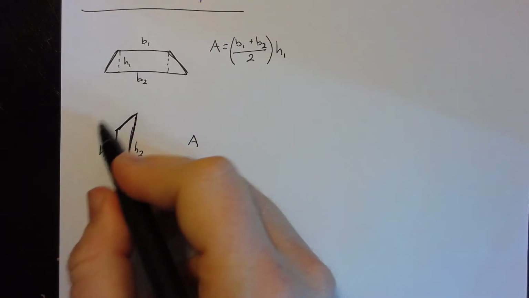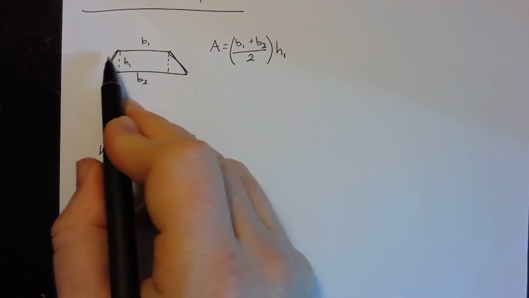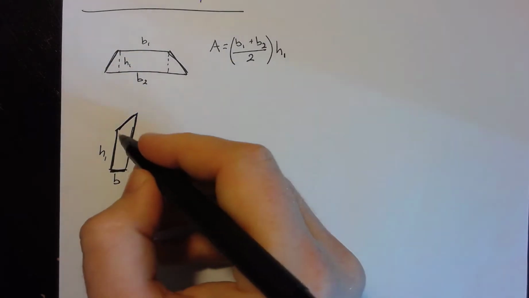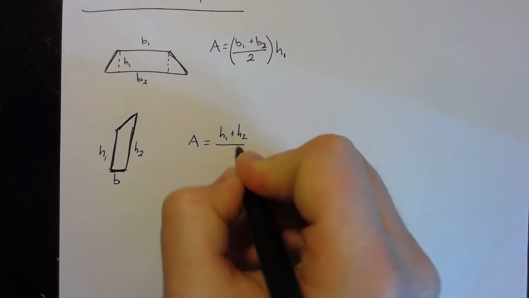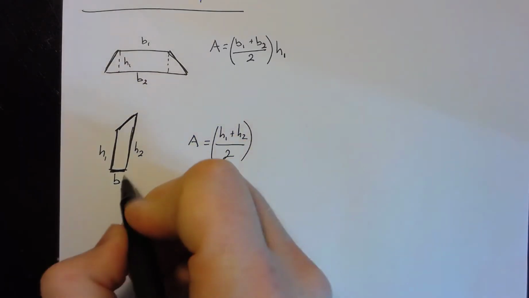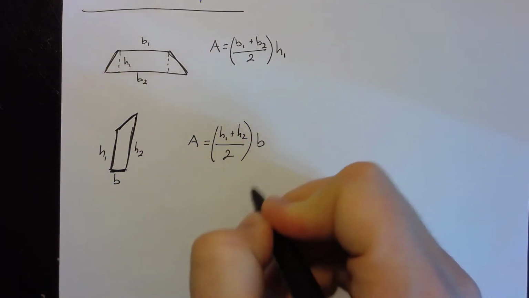So if I were to look at this trapezoid, again, base 1 plus base 2 divided by 2, in this case I'm going to have height 1 and height 2. So this is equal to height 1 plus height 2 divided by 2. And I'm going to go ahead and multiply that by the base, in this case.